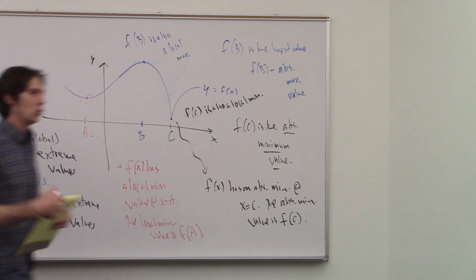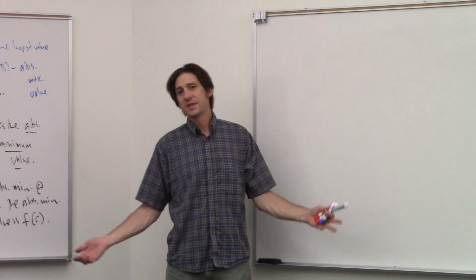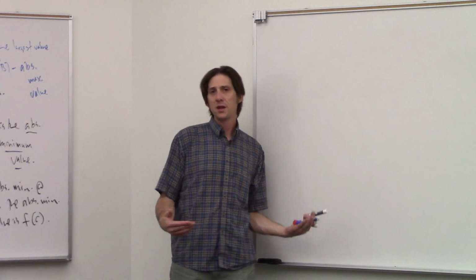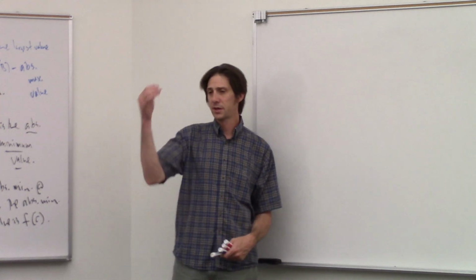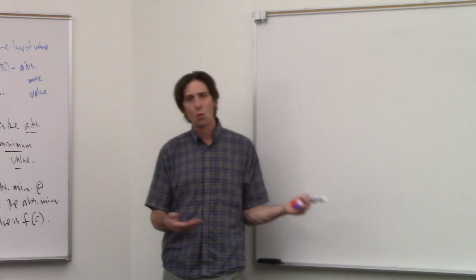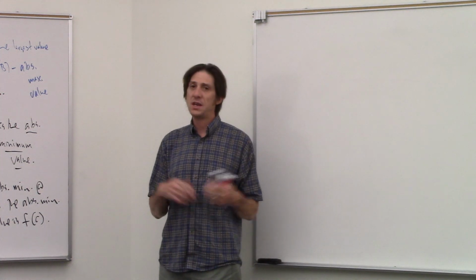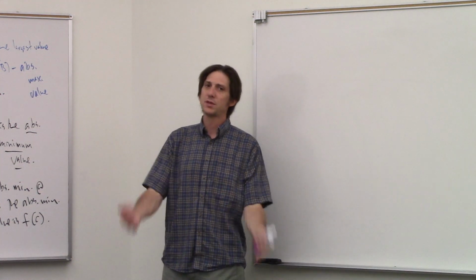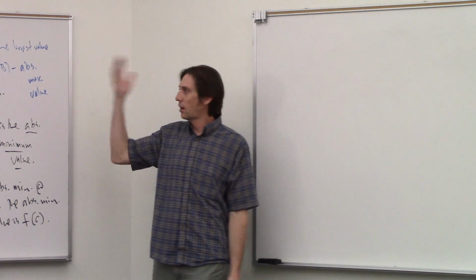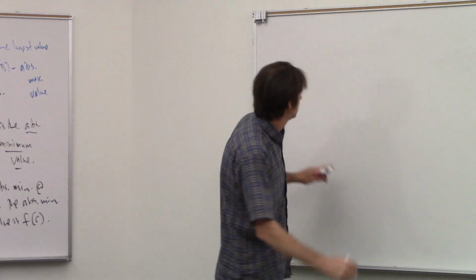We're going to notice that some functions have absolute maxes and absolute mins, so they have both the largest and smallest value. Other functions will just have one absolute min or one absolute max. A function could have neither an absolute max nor an absolute min. And there are all of those possibilities for local maxes and local mins as well. Let's look at some examples.